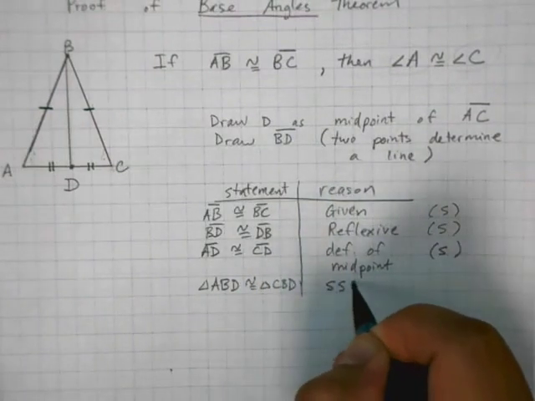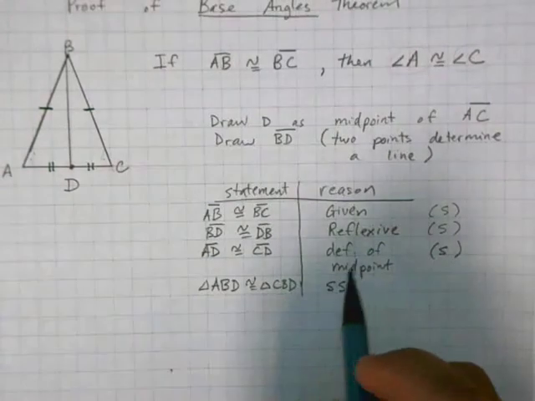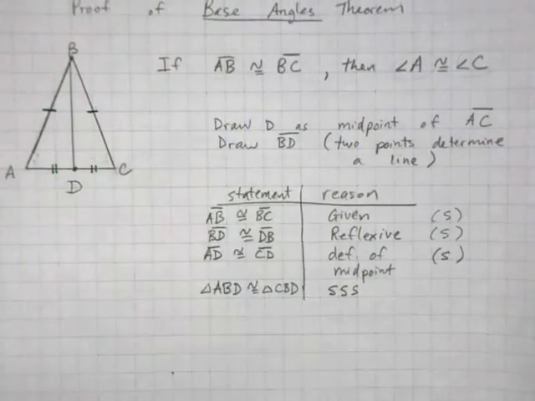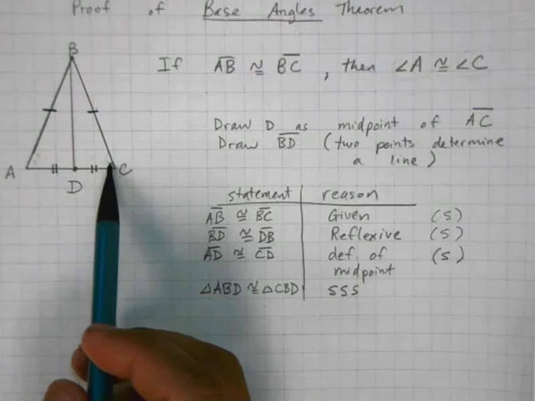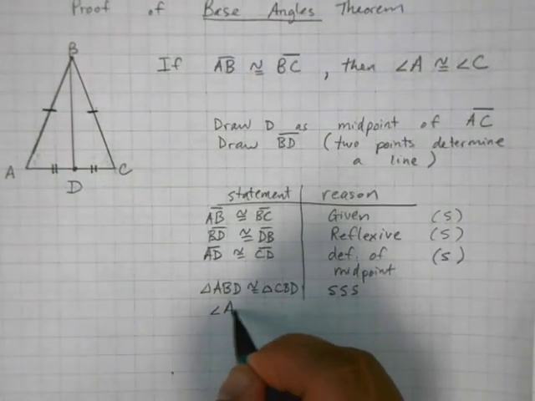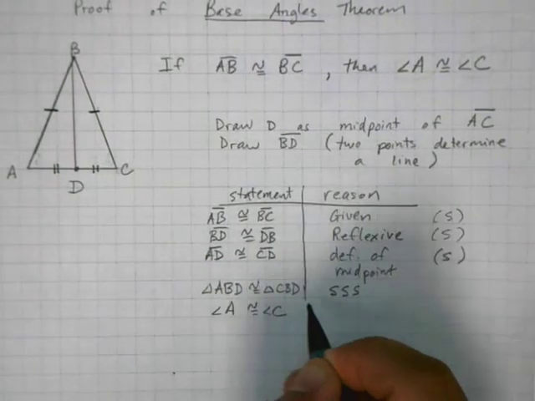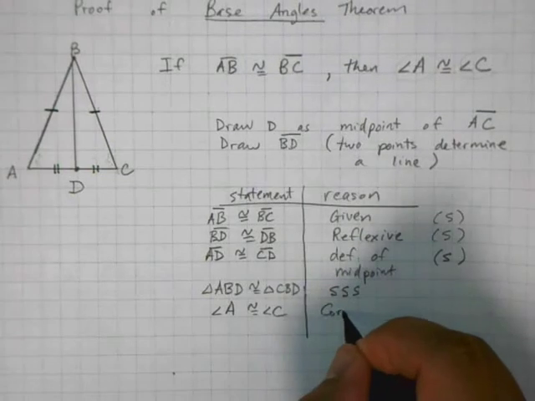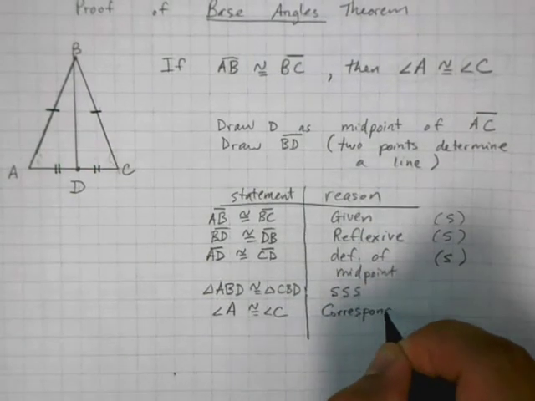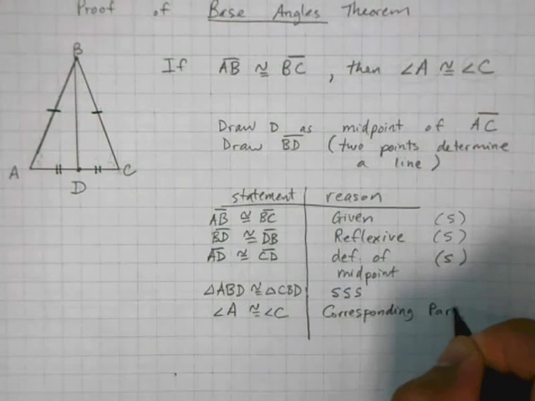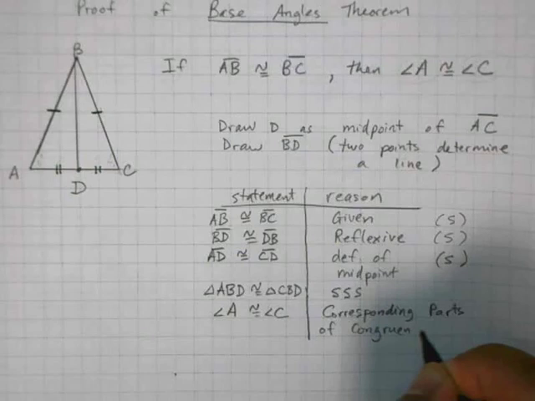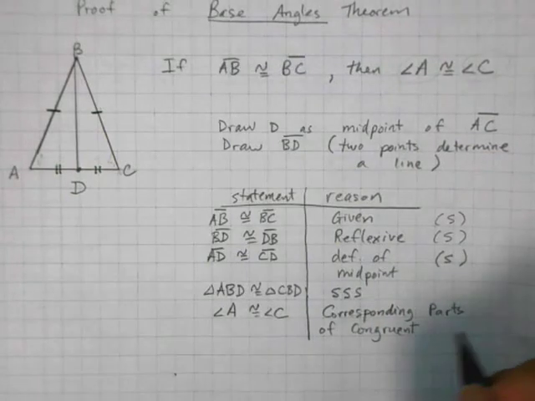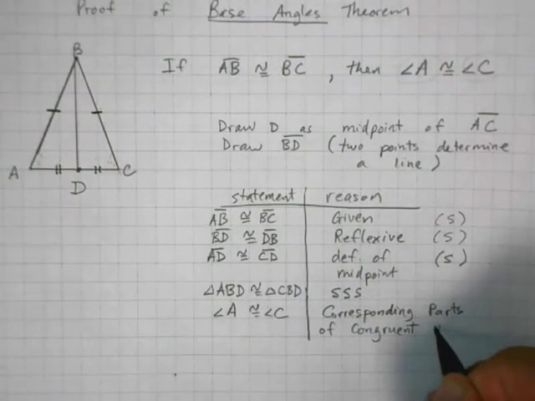So now I can say that triangle ABD is congruent to triangle CBD using side-side-side. Now, since the two triangles are congruent, any of the corresponding parts of the triangles have to be congruent as well. In other words, angle A has to be congruent to angle C, and this is corresponding parts of congruent triangles, or CPCTC. I'm going to write it out once here, and then just use the abbreviation going forward in all of the other videos.